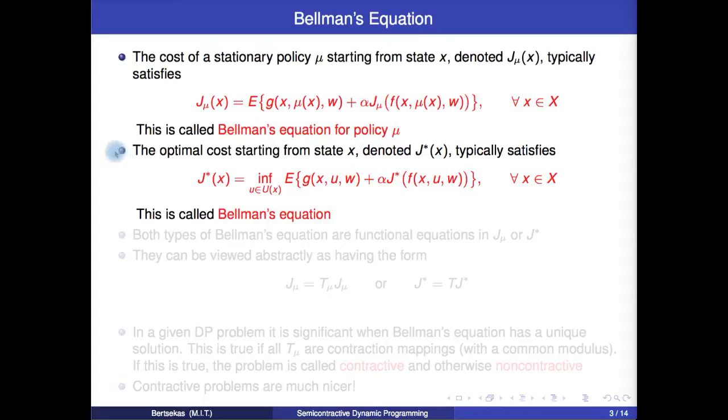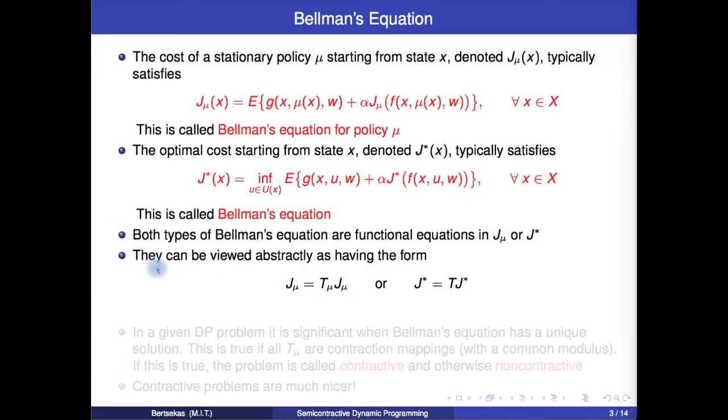Just as there is a Bellman equation for every stationary policy, there is also a Bellman's equation for the entire problem, where the optimal cost starting from state x typically satisfies this equation here. It's really the same as this one, except that we minimize over all policies. This is called Bellman's equation for the optimal cost. Now notice that there's one Bellman equation for every state, and this equation can be viewed as an equation to solve for the function J star or J mu. So these are functional equations in J mu or J star.